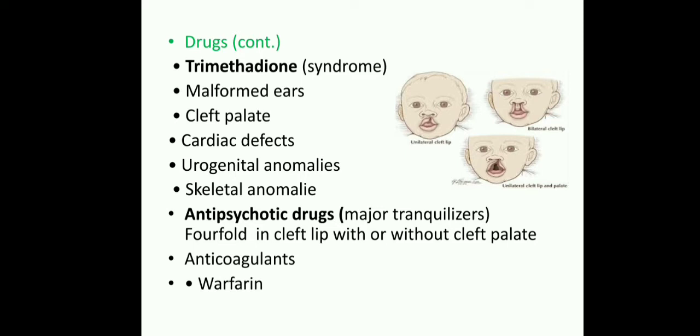The first one is cleft lip, and the second one is bilateral cleft lip, on both sides. The third image indicates cleft lip and then cleft palate; the palate also has a hole. These are the congenital malformations affected by the mother using this drug, trimethadone.